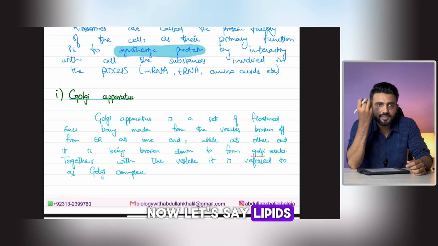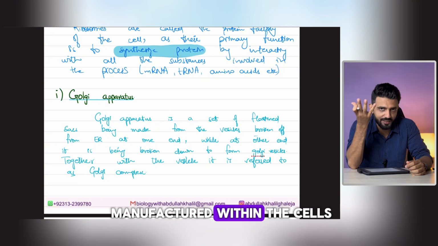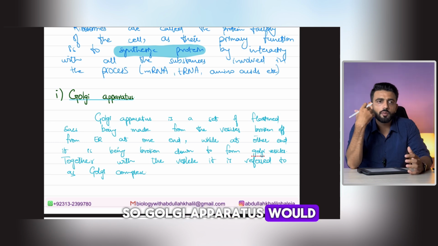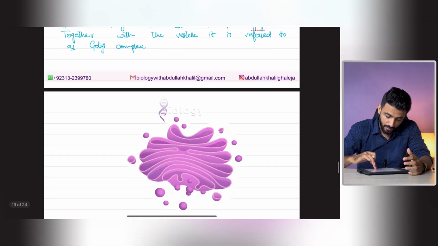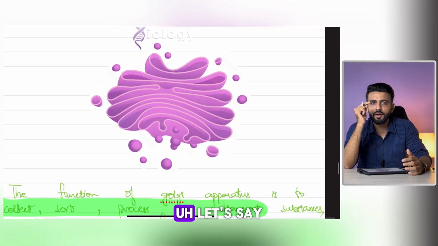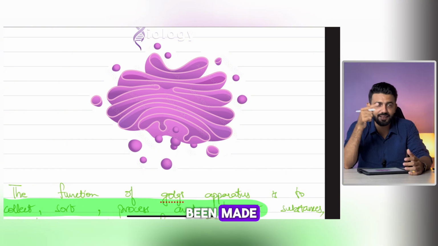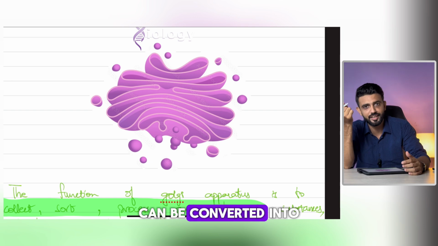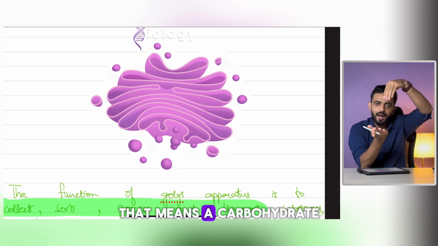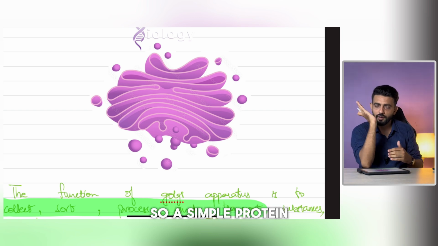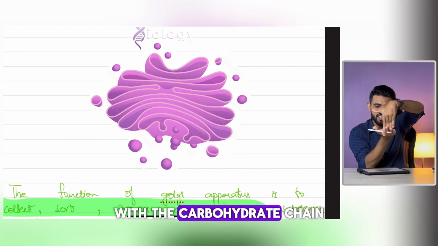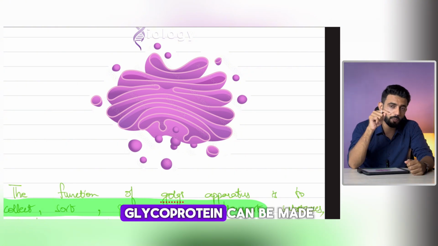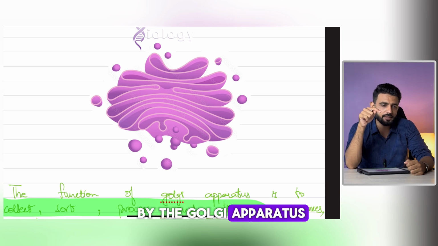Now, let's say lipids or proteins that are manufactured within the cells, sometimes they have to be modified. So, Golgi apparatus would modify these structures. Let's say the lipid that has been made can be converted into glycolipid. The protein that is made in the cell can be converted into glycoprotein. That means a carbohydrate chain is attached. So a simple protein with a carbohydrate chain attached to it becomes the glycoprotein. Glycoprotein can be made by the Golgi apparatus.